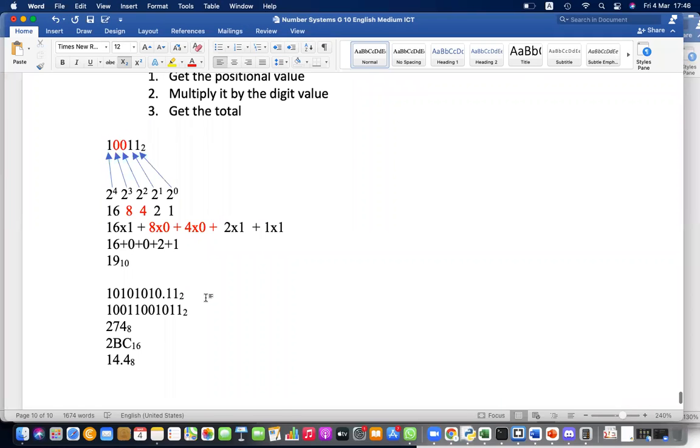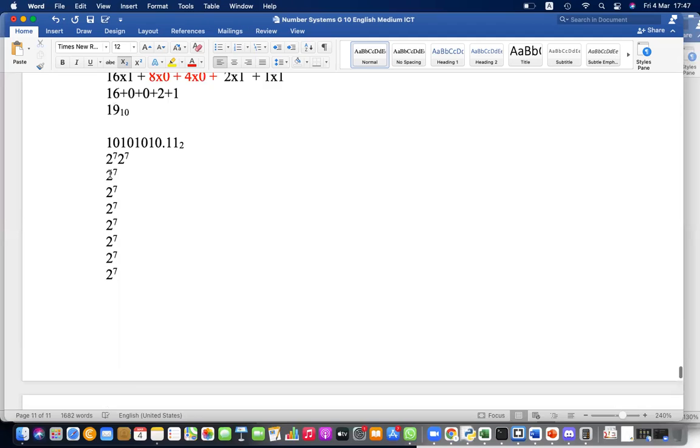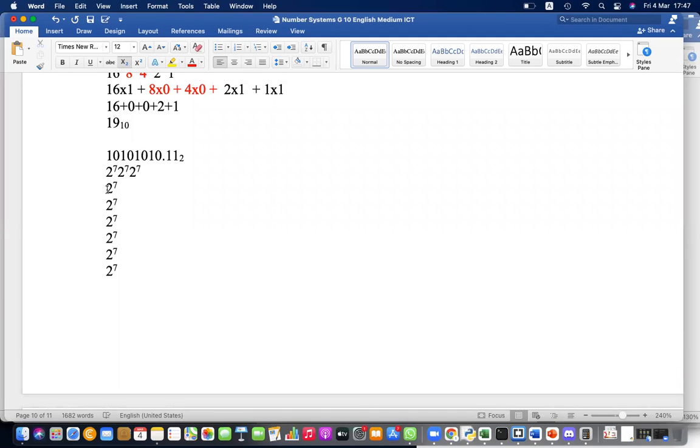I'll do this for this one, right? So please do this with me now. How many digits? You can see 1, 2, 3, 4, 5, 6, 7, 8 digits, right? So start from 2 to the power 7. Okay, let's put those values together now.